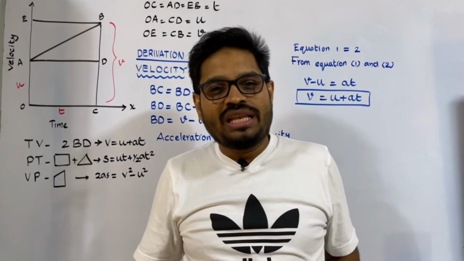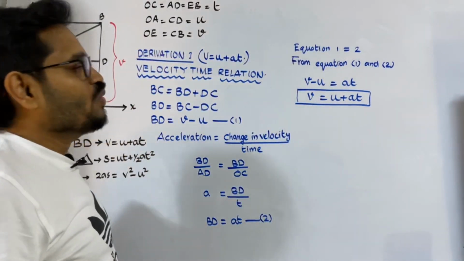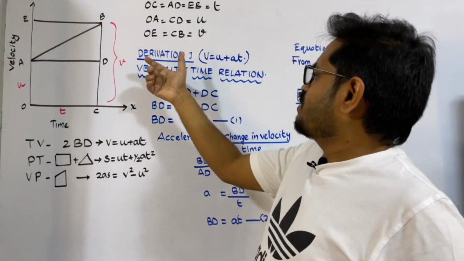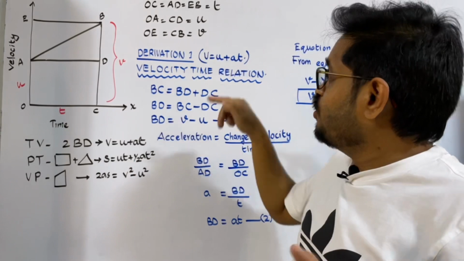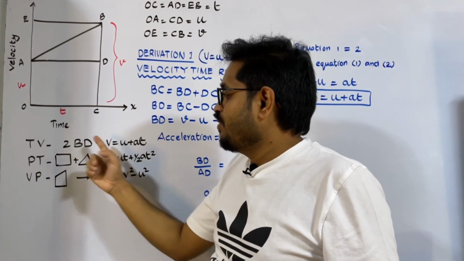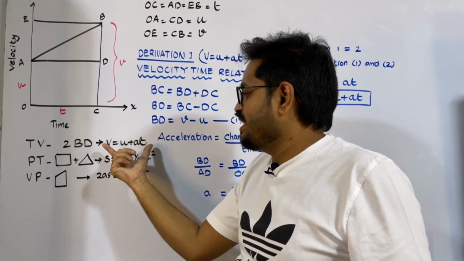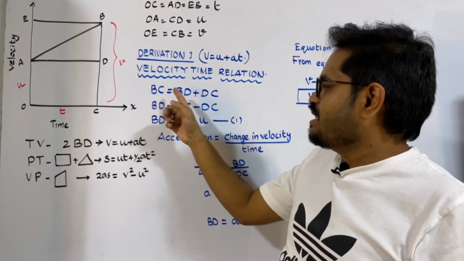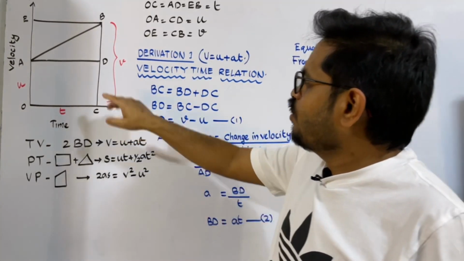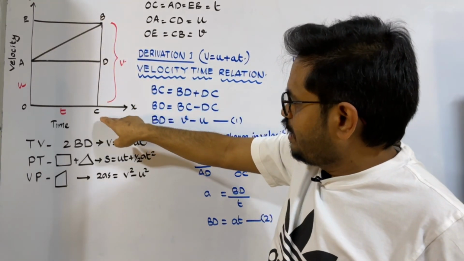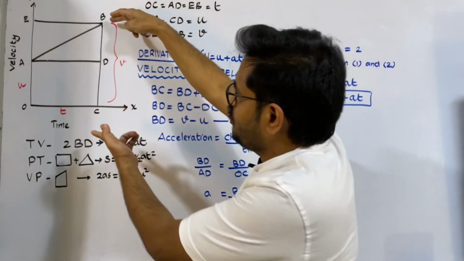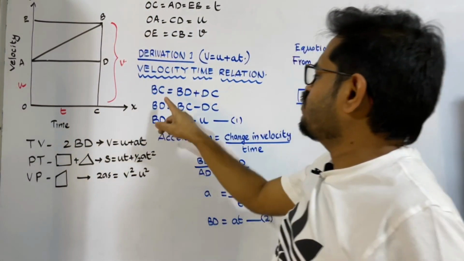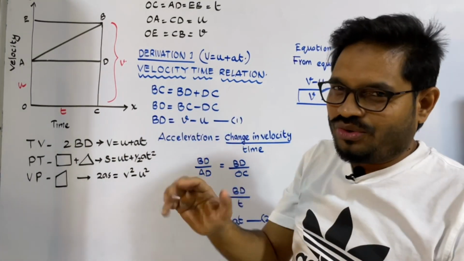Okay, so now let us get into the derivation number 1. So what we can understand here, I have clearly written everything. Here we go. Derivation number 1, we need to make V equal to U plus AT, which we already remember from the letters V and T at the edges. Now let us go velocity time relation. First thing, BC is equal to BD plus DC. Look at this line segment BC, it is actually made up of two pieces, BD and DC. So that is what is written here, BC equal to BD plus DC. Hope it is clear to you.